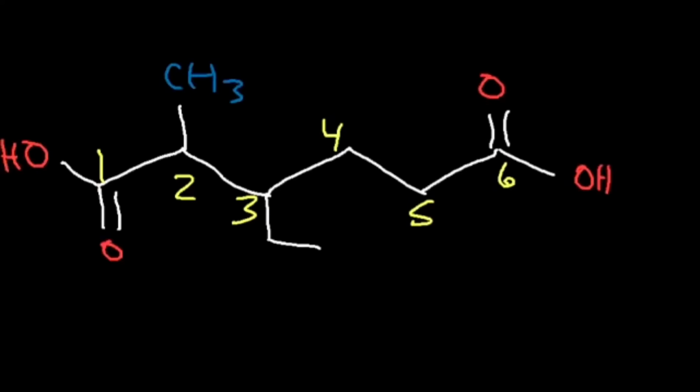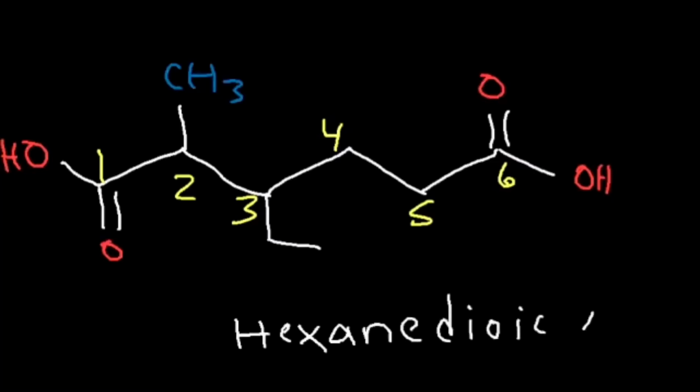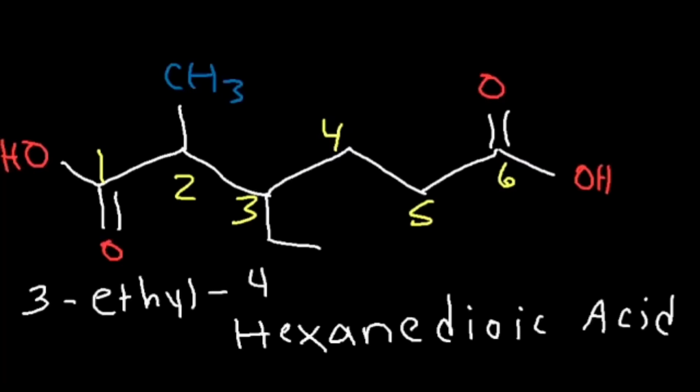So the parent name is going to be associated with hexane. And then we have 2 carboxylic acids, so hexanedioic acid. And now we need to talk about the substituents. E comes before M, so this is going to be called 3-ethyl, dash 2, I put 4 for some reason, don't know why. So 3-ethyl-2-methylhexanedioic acid.